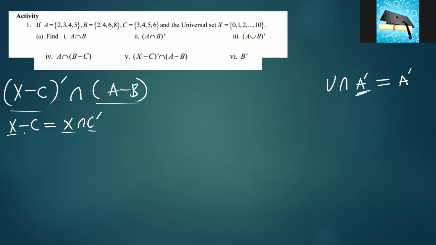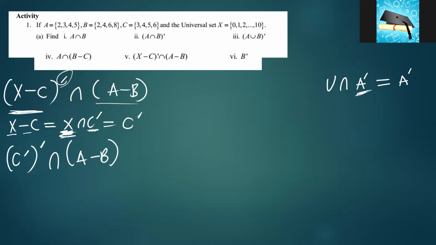So X minus C will simply give us what? C complement. So X intersection C complement will give us C complement. The reason why it's giving me C complement is simply because X is a universal set. So having this there is just the same as just having C complement. So we have C complement there, and then there's also another complement outside there. So we write it there. Then we say this is intersecting with what? Our A minus B.